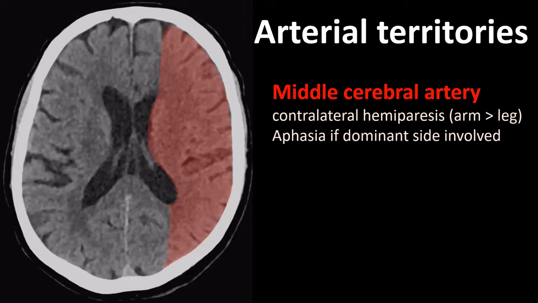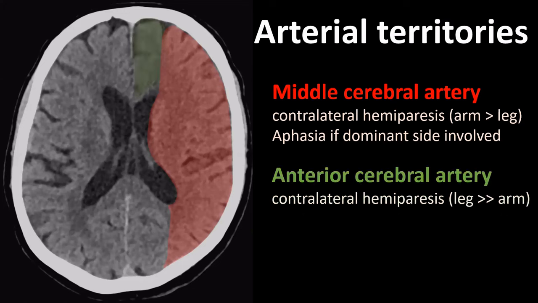of the cerebral hemisphere. And if you have a stroke in the middle cerebral artery territory, patients will present with a contralateral hemiparesis affecting the arm more than the leg. And if the stroke is located in the left hemisphere, patients will generally present with aphasia.